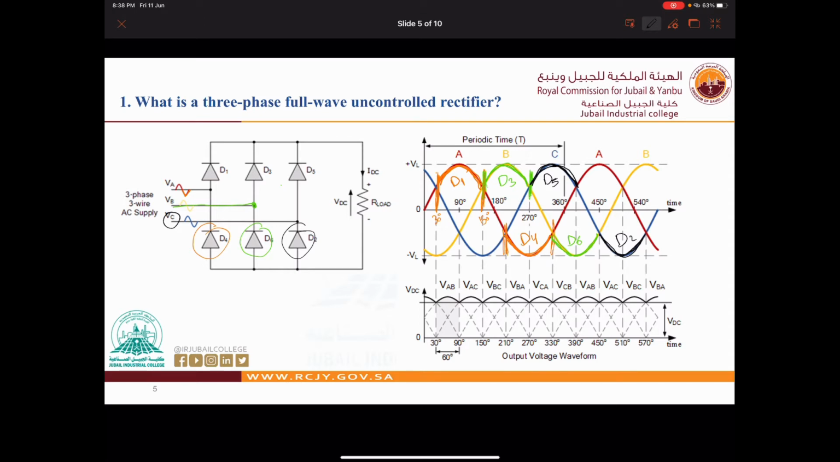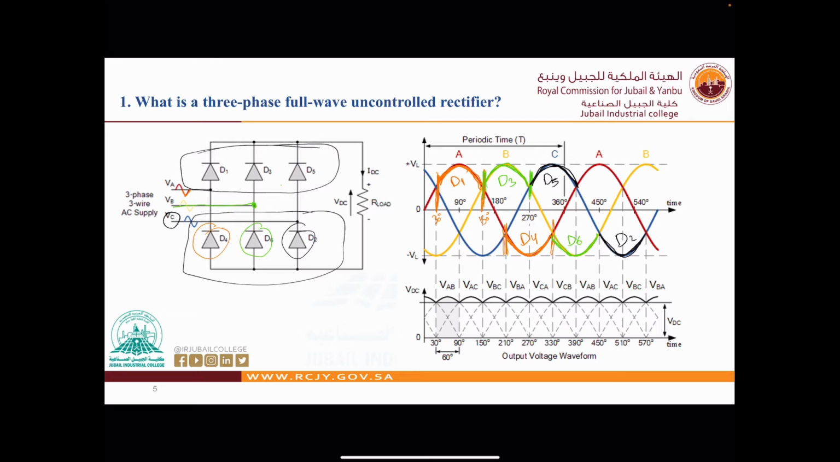Each 120 degrees, for the positive diodes, one of them is working. One of the positive group should work with one of the negative group. If D1 is working, then D6 should work, and so on. One of them is working here, and it should work with one of them here.